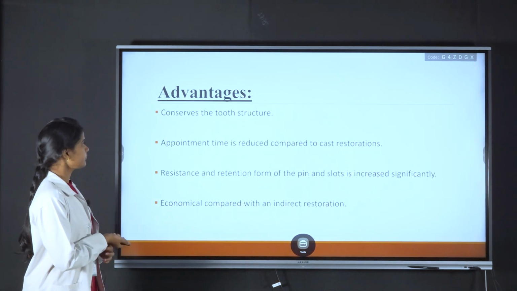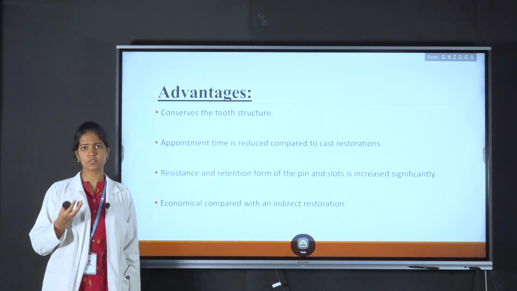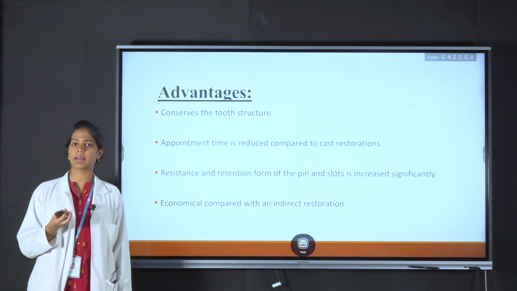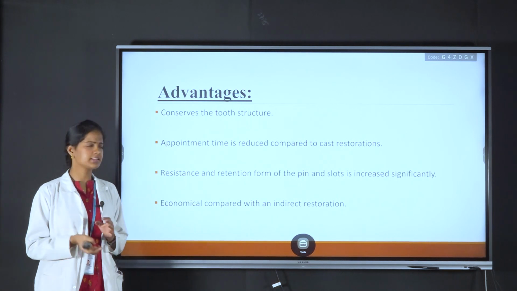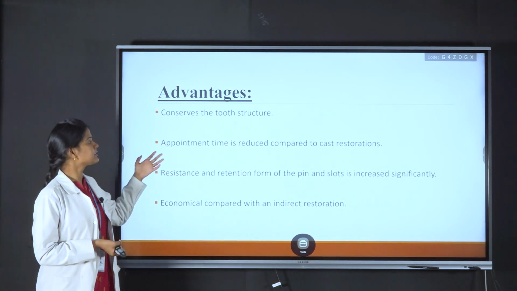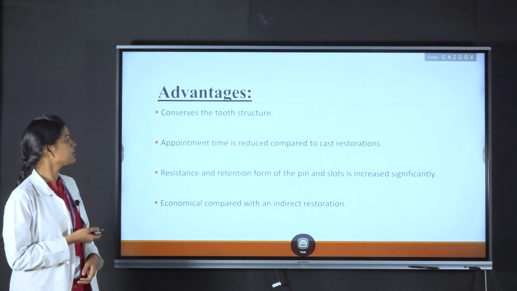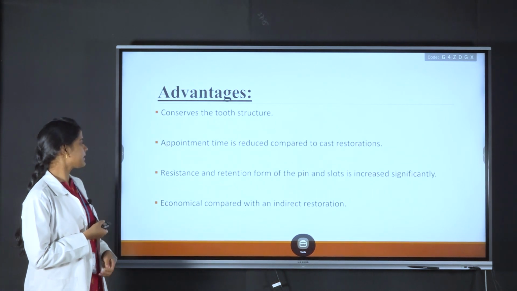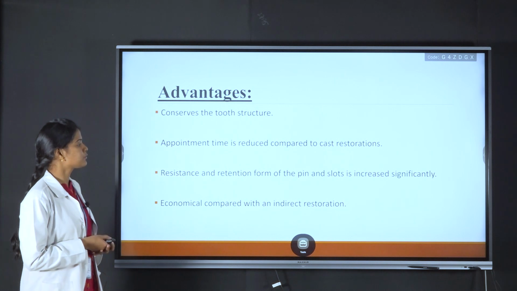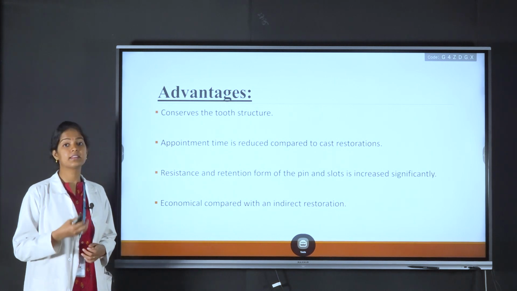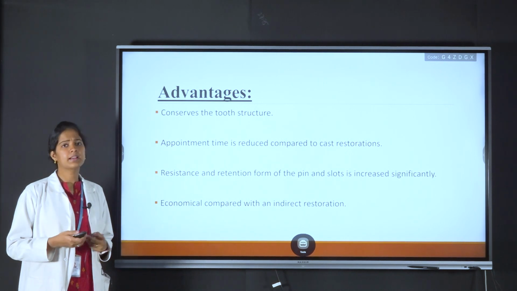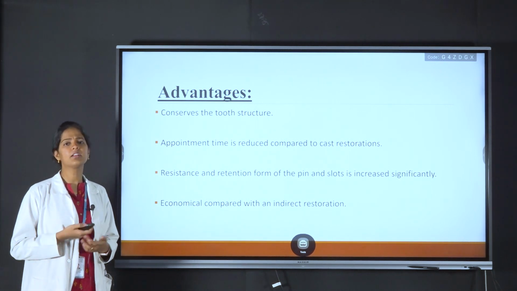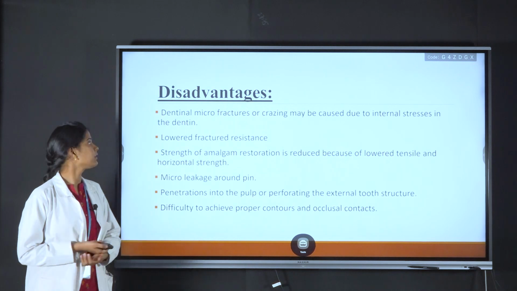Okay. So what are the major advantages of using complex amalgam restorations? Usually, to an extent, it conserves the tooth structure. The major thing is the appointment time is reduced as compared to cast restorations, and the retention and resistance forms of the pins and the slots can be increased very significantly. And economic factors also, compared to the implants and all, it is a much more economical option.